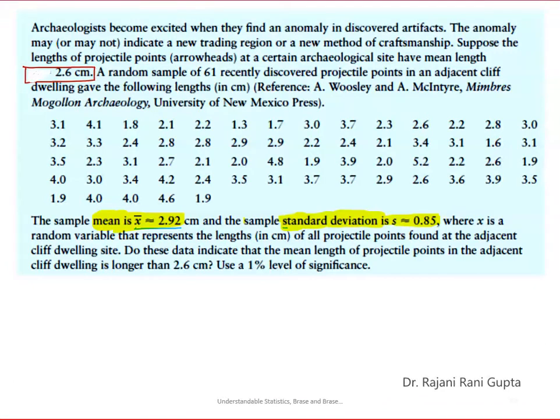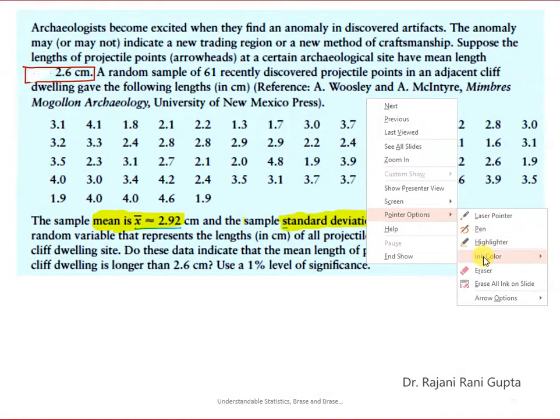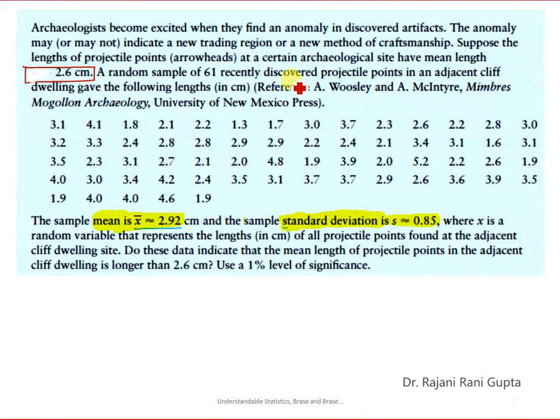Okay. A random sample of 61 recently discovered projectile points in an adjacent cliff dwelling gave the following lengths in centimeter. So now this is mu, n is 61. Okay, this is given to you. This data is given. Now the sample mean is given and the sample standard deviation is also given, where x is a random variable that represents the lengths of all projectiles found at the adjacent cliff dwelling site.